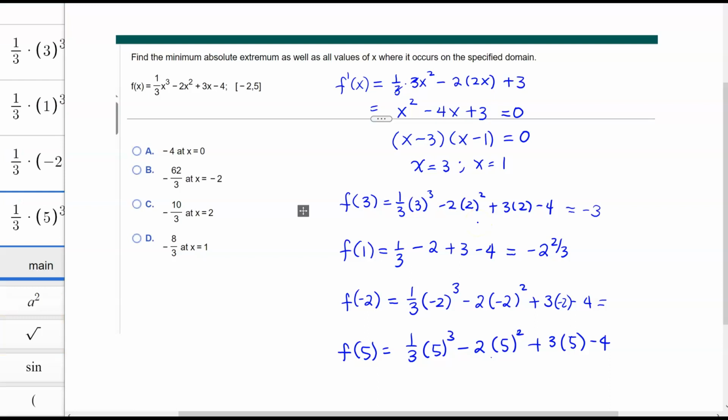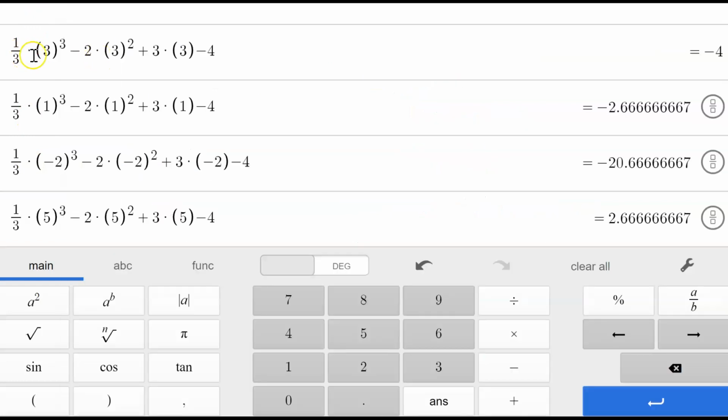All right, so I went ahead and plugged into this calculator, and I realized that this is a mistake. This should be a 3. So first we will evaluate the function when x is equal to 3. Right, so this expression here will then be plugged into the calculator. I used the Desmos Scientific Calculator. So when x is 3, the value is negative 4.